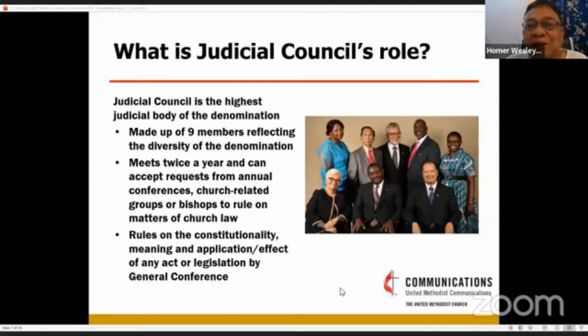Okay, what is the Judicial Council's role? Ayan, nandyan si Justice Reyes na pumanaw na. Ayan, representative natin sa Judicial Council. The Judicial Council is the highest judicial body of the denomination made up of 9 members, and meets twice a year and rules on constitutionality, meaning an application of any act or legislation by the General Conference. Pag mayroong legislation kahit sa annual conference na gusto mong questionin, send a petition to the Judicial Council.